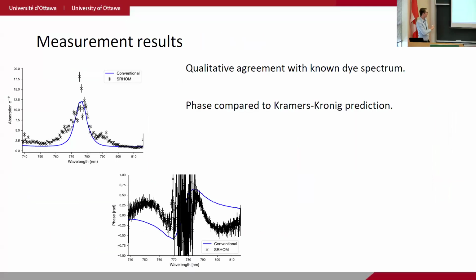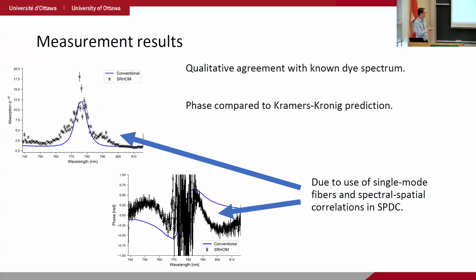This is the spectra that we get for this absorbing dye that we've measured. I've plotted it here compared to the same spectrum for the same dye measured by a commercial spectrometer. On the bottom there, I show the phase response that we get compared to the phase response as inferred from Kramers-Kronig relations. We get qualitative agreement in both of the spectra. You'll notice that there are systematic errors on these little shoulders in the absorption spectra, and there are similar features in the phase spectra. That's due to an experimental limitation of our current setup.